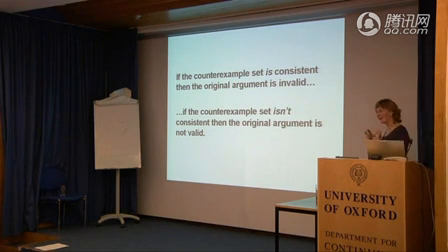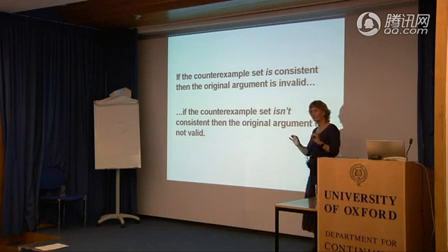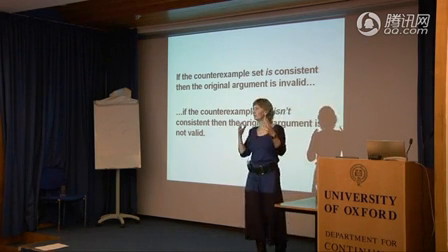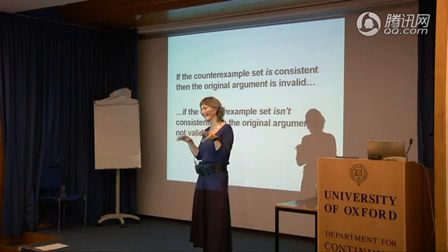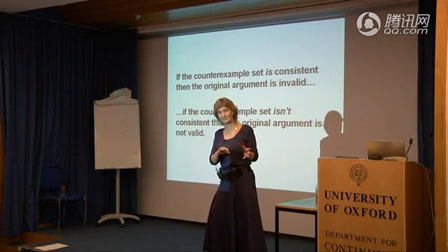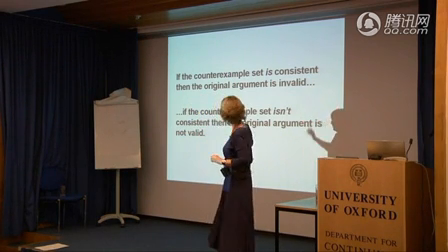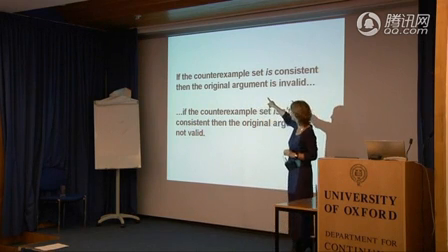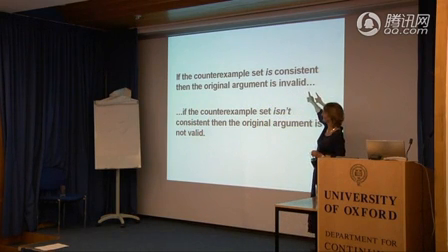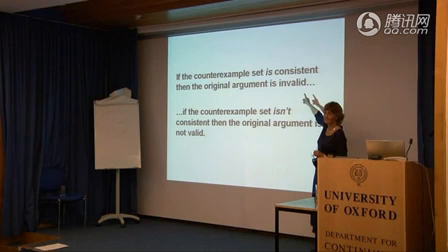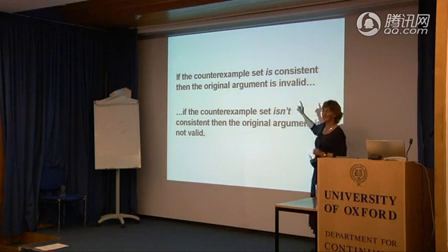Now, again, let me warn you that consistency is a bit like truth. You think of it as a nice, good, warm thing. And so you tend to think that if it's valid, it must be consistent. But what I'm suggesting here is if the counter-example set is consistent, in other words, if the counter-example set can all be true together, then the argument is invalid. Let's have a look why.